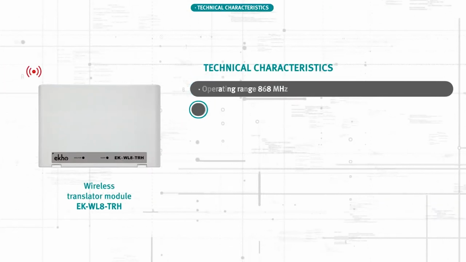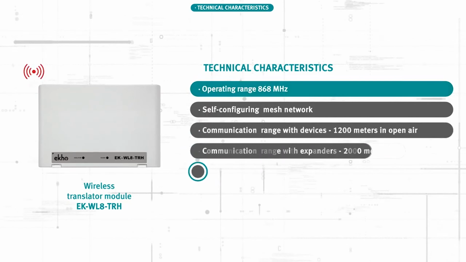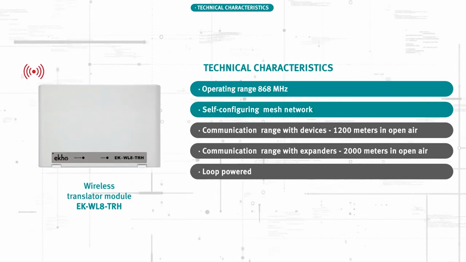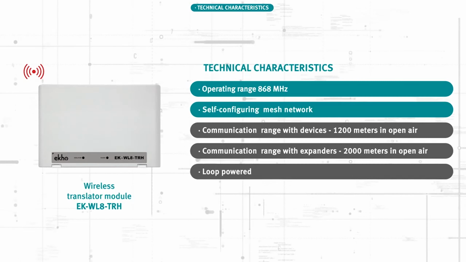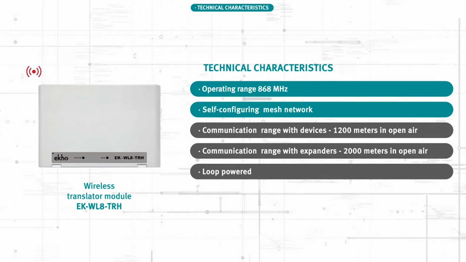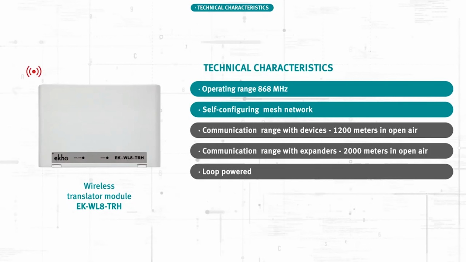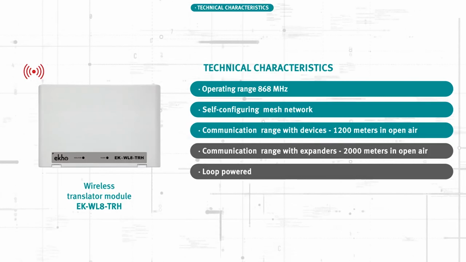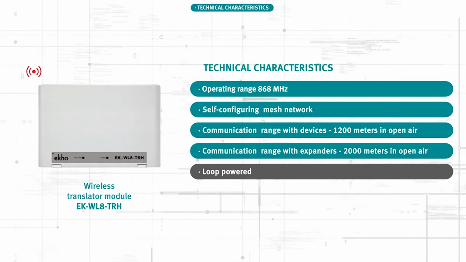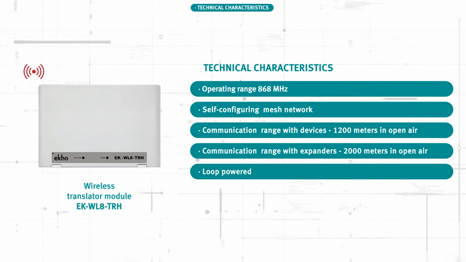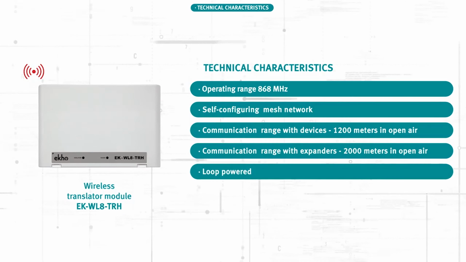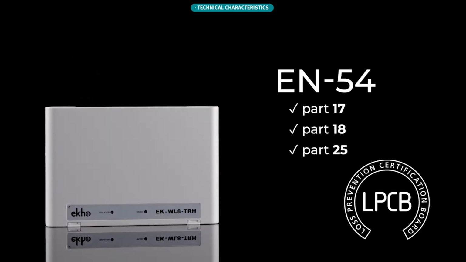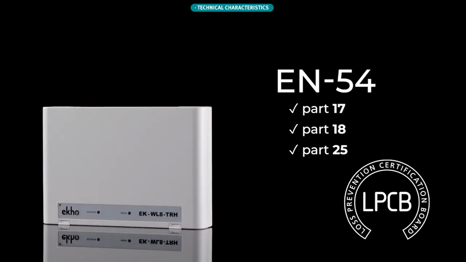The EK-WL8-TRH operates at a frequency of 868 MHz with maximum power of 25 mW. The translator can connect a combination of expander modules and devices in a self-configuring wireless mesh network and transmit all events to the fire control panel. The communication range of the translator with wireless devices is 1,200 meters in open air and with expander modules 2,000 meters in open air. The translator is powered directly by the analog loop of the fire control panel and has been designed to comply with EN 54, parts 17, 18 and 25 and is certified by BRE LPCB.